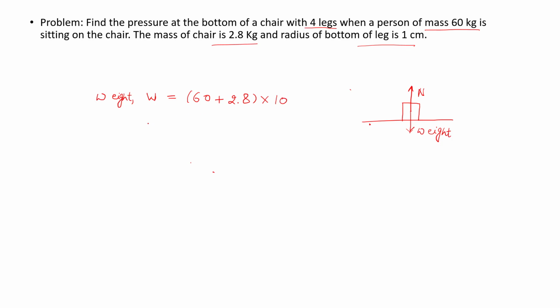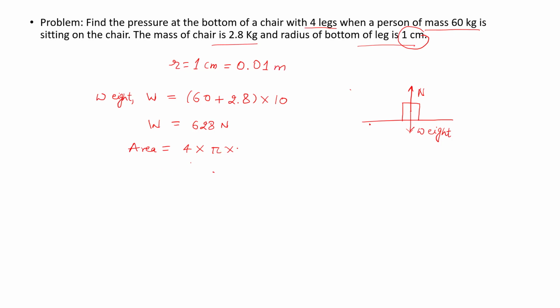Let's take the value of g as 10. So the total force is equal to 60 plus 2.8 into 10, which is 628 newtons. Now the total area is equal to the area of 4 legs. Each leg is circular, so the total area is 4 times the area of each leg. Each leg has an area pi r squared, and the radius is 1 centimeter. When we convert this radius of 1 centimeter to meters, it comes out as 0.01 meters.